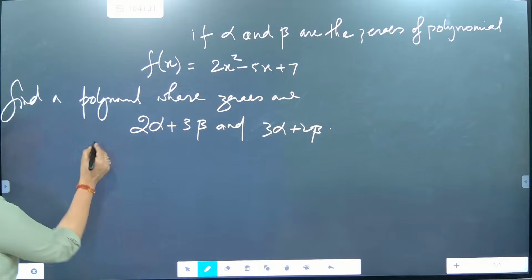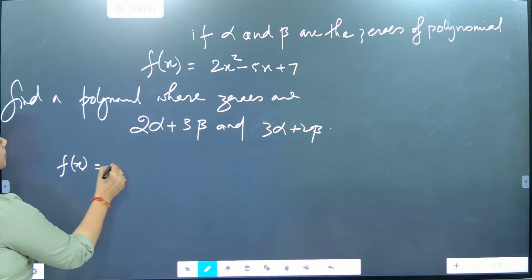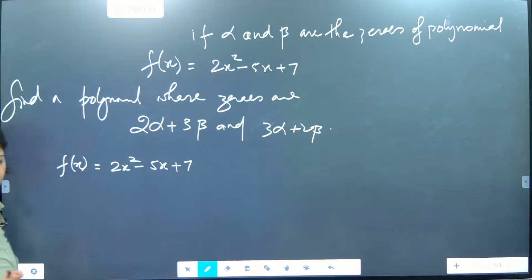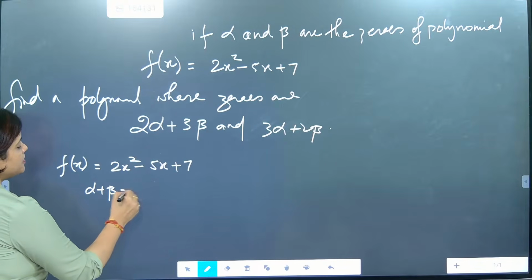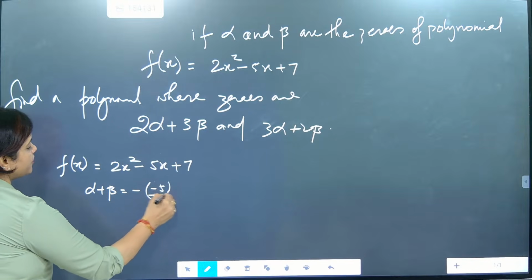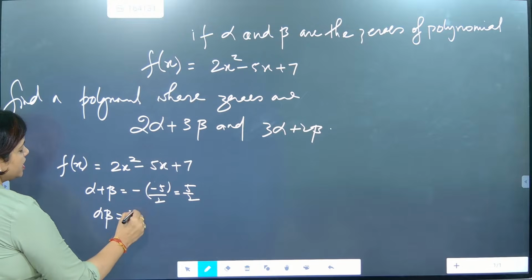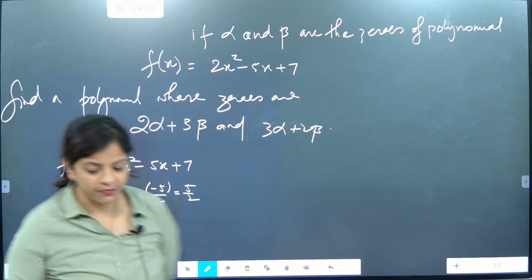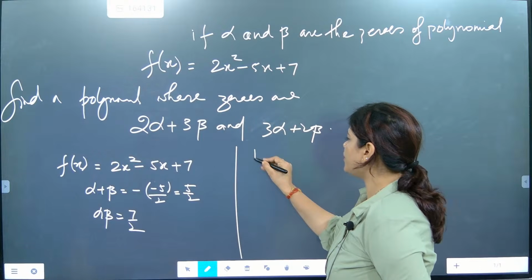The question is exactly: alpha and beta are the zeros of the polynomial f of x equal to 2x square minus 5x plus 7 given to you. Now, what is alpha plus beta? Alpha plus beta is minus of minus 5 by 2, that is coming as 5 by 2. Alpha into beta is 7 by 2. Done. Keep it.